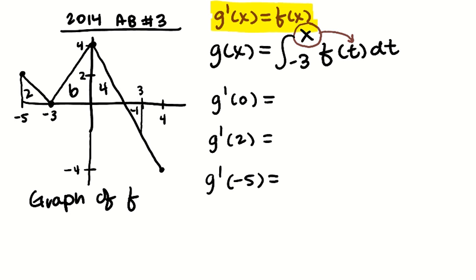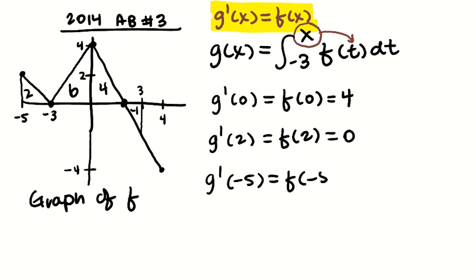So when I say that g prime is, I'm looking for g prime of 0, really what I'm looking for is f of 0. And I can find f of 0 by looking at the graph. F of 0 is the y value where x equals 0, and that's 4. G prime of 2, that's f of 2. Okay. And that's going to be right here, that's going to be 0. And g prime of negative 5, that's f of negative 5, which is 2.